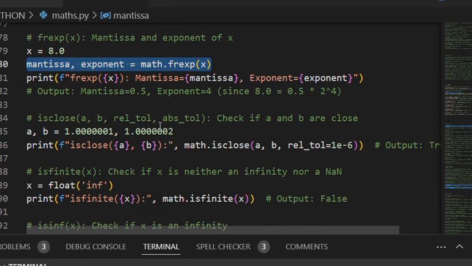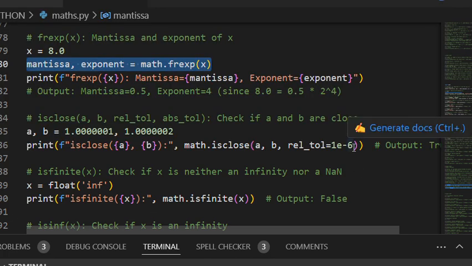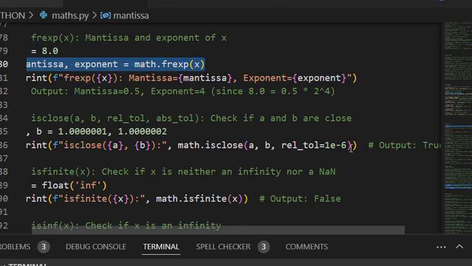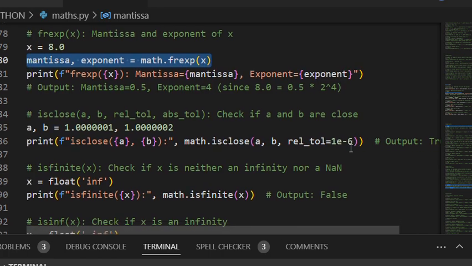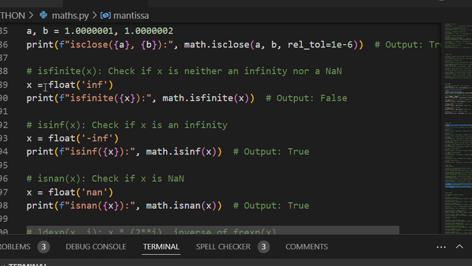The mantissa of 8 is 0.5 and the exponent is 4, because 8 is equal to 0.5 times 2 to the power 4. Then we have the isclose function. We are checking whether a and b are close within a range of 10 to the power -6. Yes, a and b are close to each other within that range, so we get output True. Then we check if x, a float inf, is finite, so we'll get False because it is not finite.